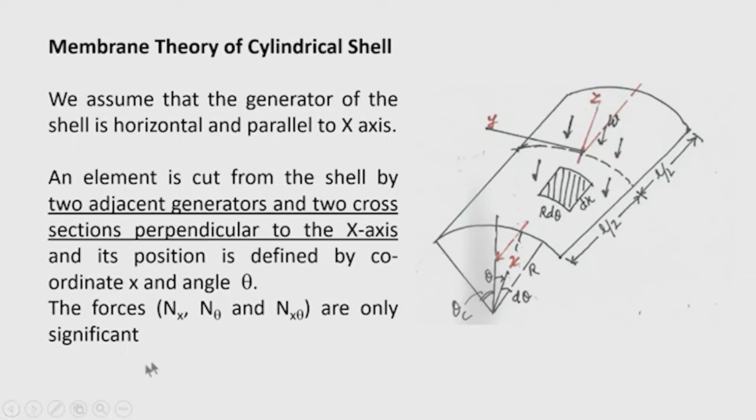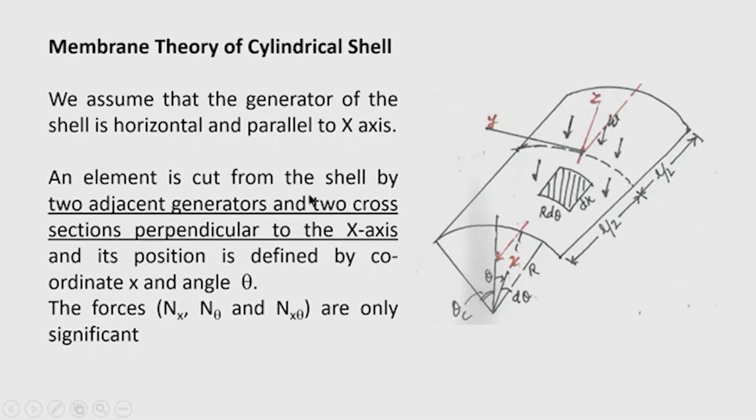We assume that the generator of the shell is horizontal and parallel to the x axis. So, this is the generator which rolls over the directrix, which is curved. This curve may be a circular arc, a part of a parabola, an elliptical curve, or a cycloid. Various types of possibilities are there for directrices. So, now here our intention is to develop the differential equation of equilibrium. So, we take an element of the shell.